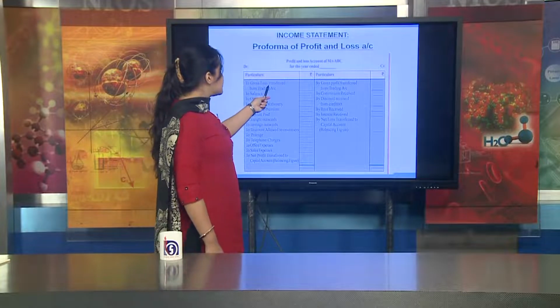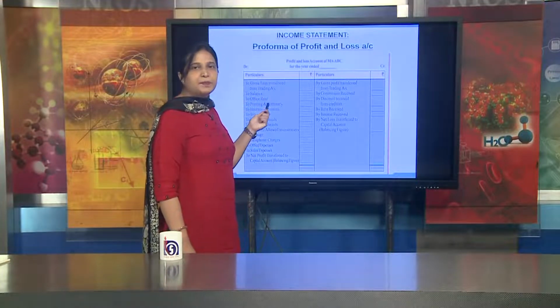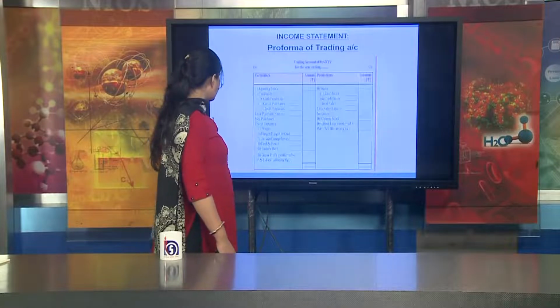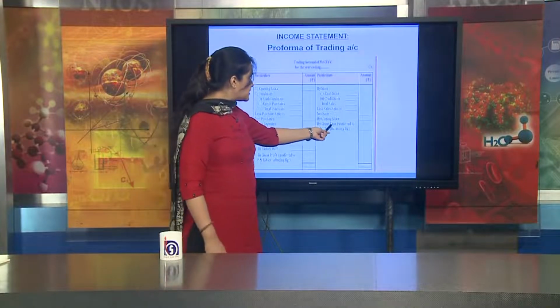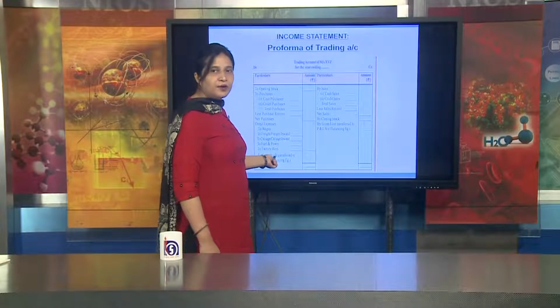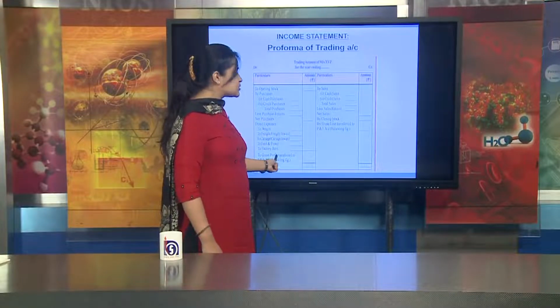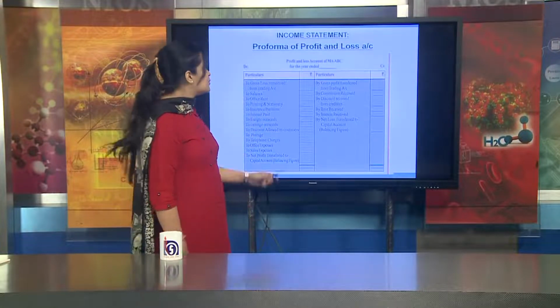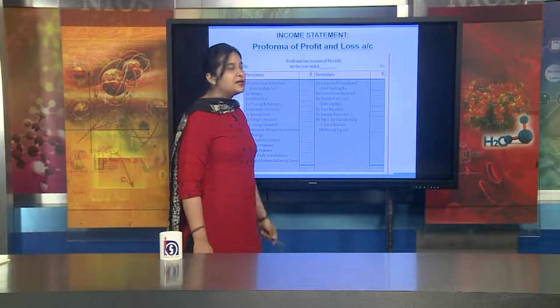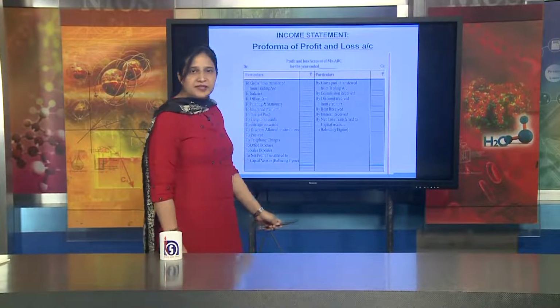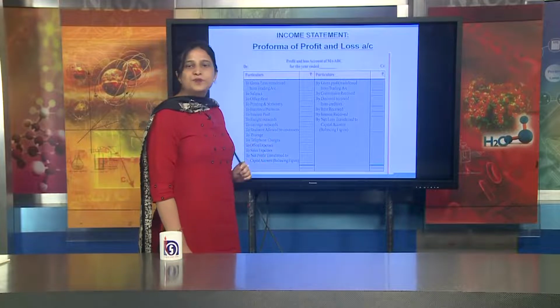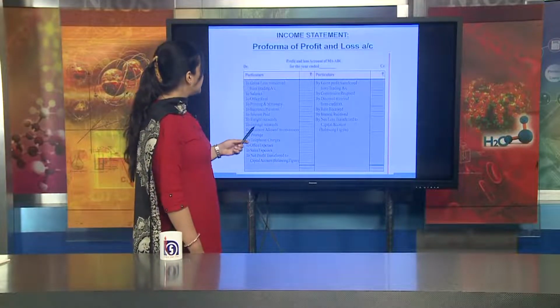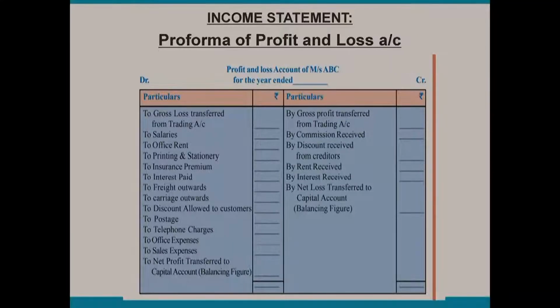Then the gross loss. Now you remember in the previous one you can see here that this gross loss or gross profit, whatever is there, will be transferred to the profit and loss account. So if it is gross profit, you are going to mention it here. If it is gross loss, you are going to mention it this side. Now after you mention the gross profit or the gross loss, you are going to mention on this side the expenses, and on this side you will mention whatever revenues you have earned.